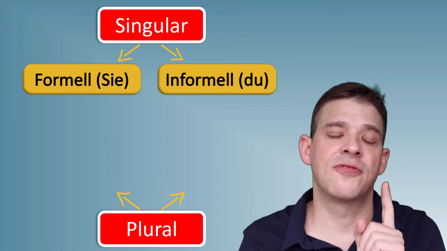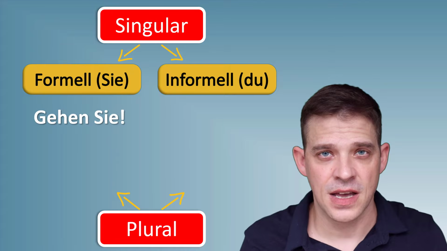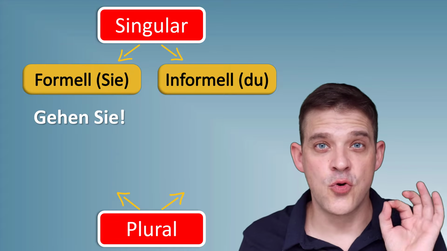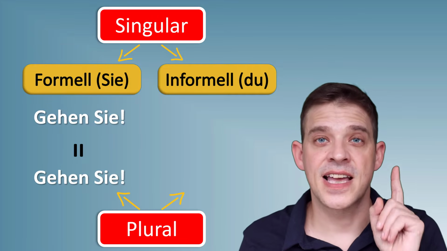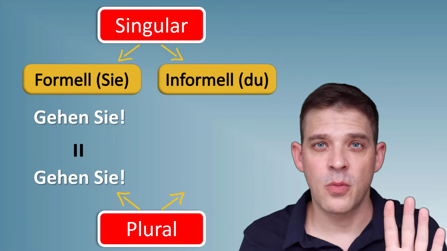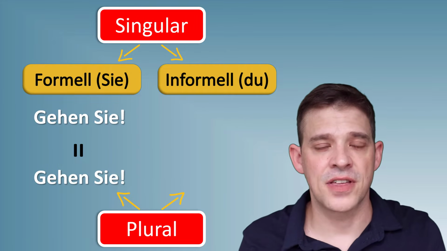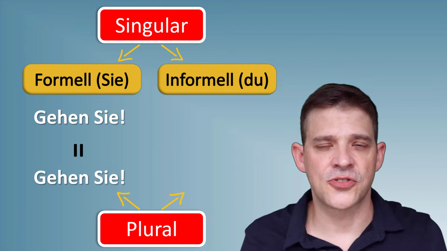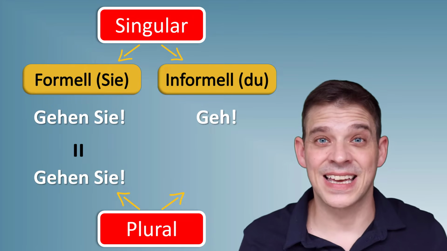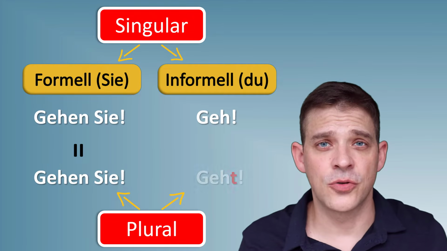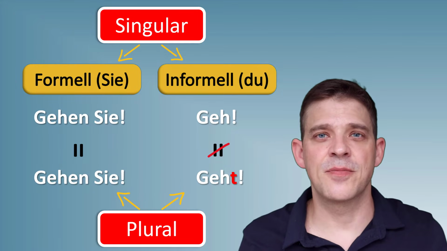When we just look at the formal one, Formell, in singular, for example, gehen Sie. In plural, this one is also gehen Sie. It's exactly the same thing. So again, the formal imperative is the same in singular and in plural. Therefore, we don't have to concentrate on the formal one, but the informal one, for example, in singular is geh, and in plural it would be geht. So you can see this is not the same thing.